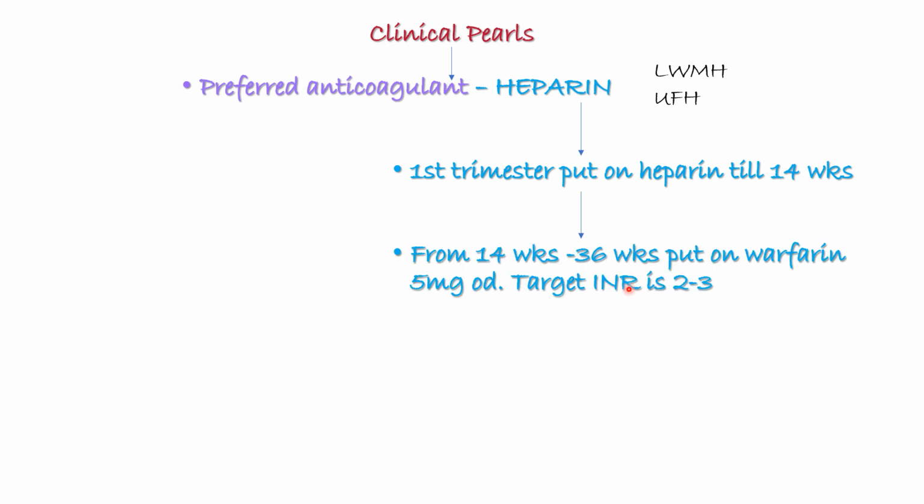From 14 weeks to 36 weeks, you can put the patient on warfarin, and the dose is 5 mg OD depending on the target. You're going to use your INR to adjust the dose, but you start the patient at 5 mg OD and then monitor. One disadvantage of warfarin is that it requires regular monitoring. The target INR is 2 to 3, and then from 36 weeks, you put the patient back on heparin.